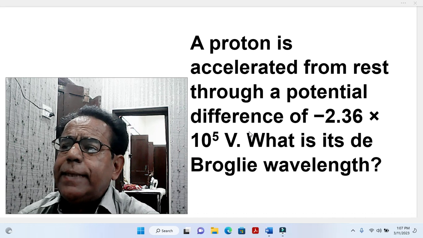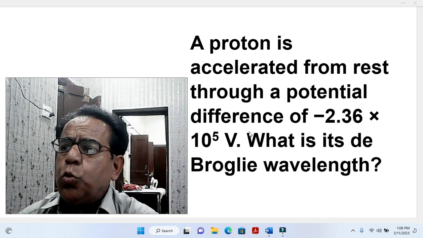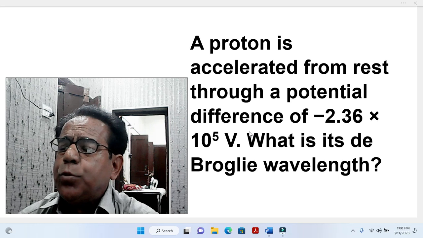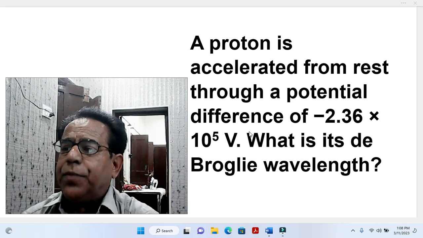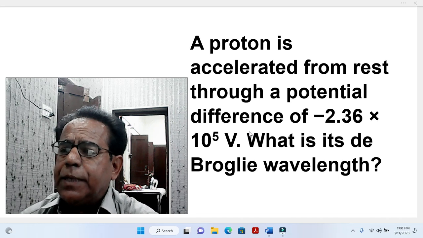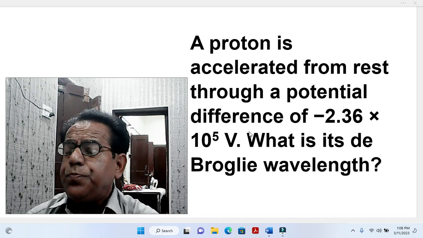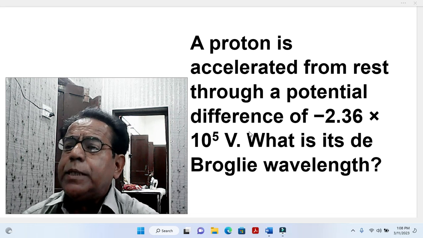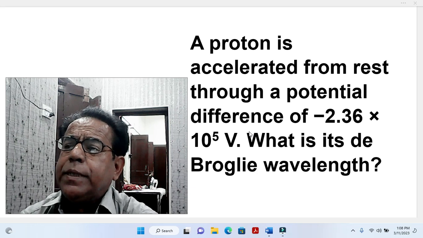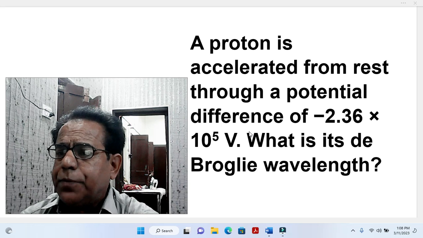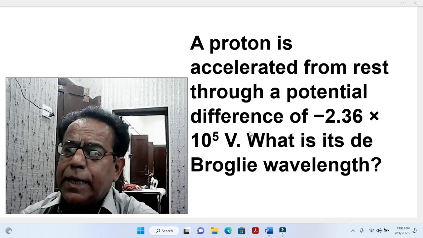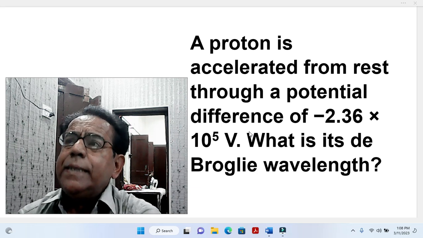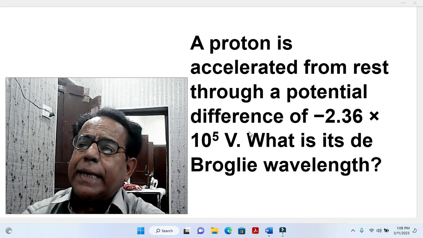A proton is accelerated from rest through a potential difference of minus 2.36 × 10^5 volt. What is its de Broglie wavelength? So here, students, the proton is being accelerated from rest. It means its kinetic energy is going to increase, and according to the law of conservation of energy, its potential energy is going to decrease. For a decreasing situation we use the minus sign, the negative sign.